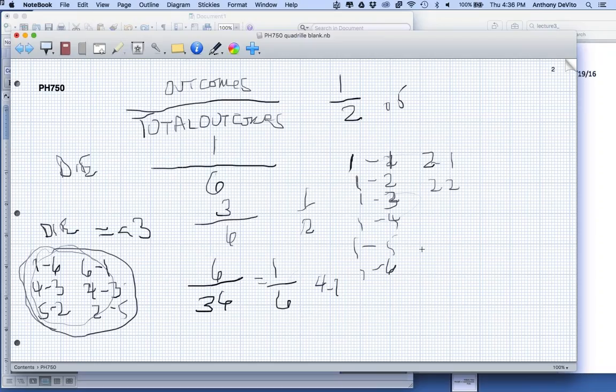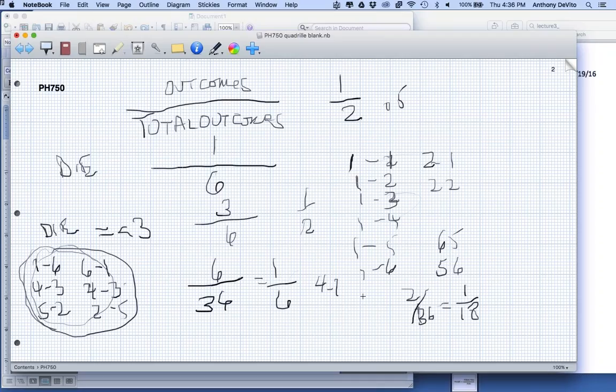Okay, how about 11? How many different ways are there to make 11? 6 and 5. What else? 5 and 6. There's only 2 ways. So you got 2 ways out of 36. So the odds of rolling an 11 is 1 out of 18. Right? Those are the odds.